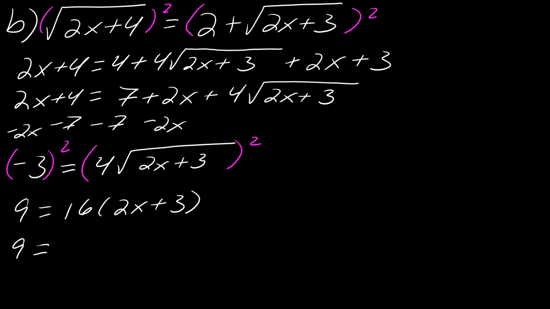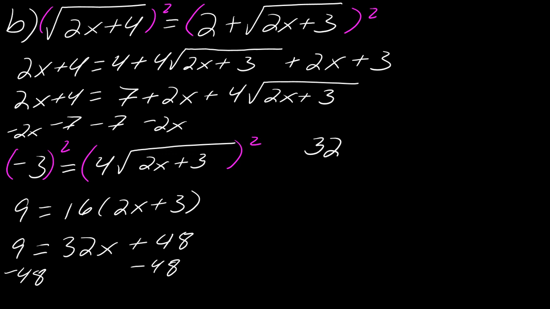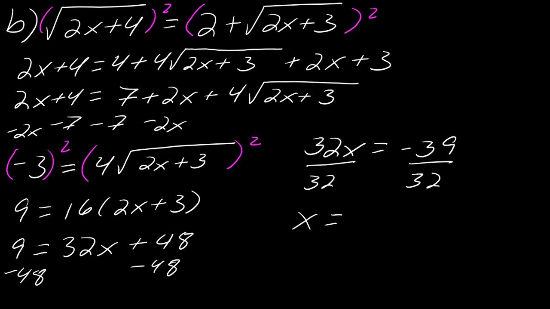So this is 9 equals 32x plus 48. So I'll go ahead and subtract off the 48 here. And so I get 32x equals negative 39. So when I divide both sides by 32, this is actually not divisible by anything, so I just get x equals negative 39 over 32.